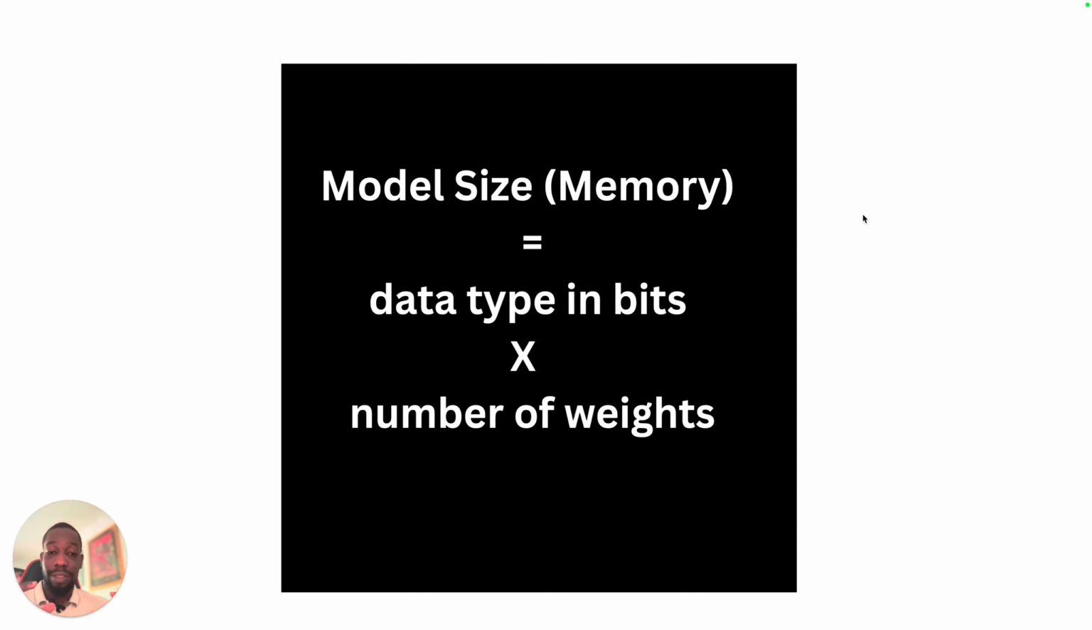These weights are floating point numbers, which are basically decimal numbers. Under the hood, these numbers are stored as binary, that is 1 or 0. These 1s and 0s are then represented as bits. So to get the memory size of a model, all you need to do is multiply the data type in bits by the number of weights, or the number of parameters.